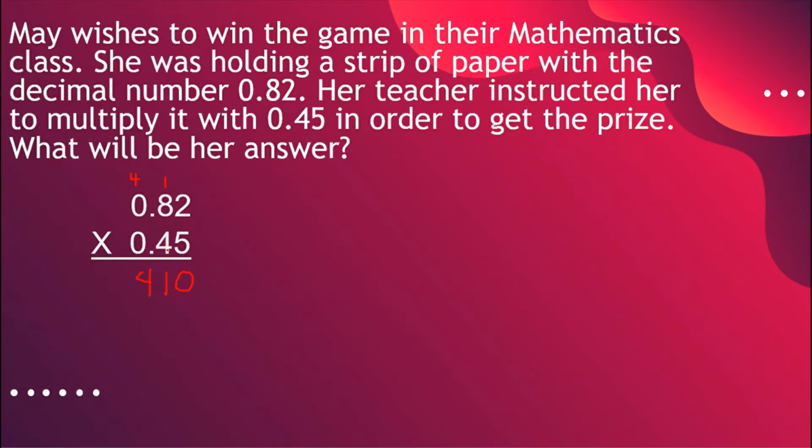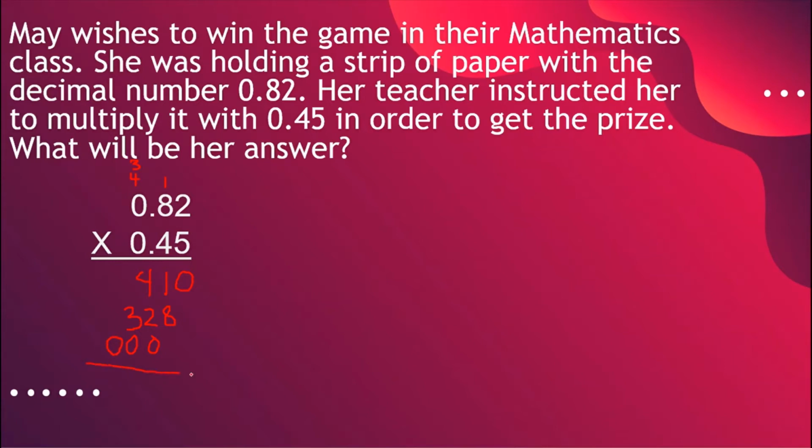Okay, let's go to the second number. 4 times 2 is 8. 4 times 8 is 32. Carry 3. 4 times 0 is 0. Bring down 3. So 0 times 2 is 0. 0 times 8 is 0. 0 times 0, of course, it is 0.